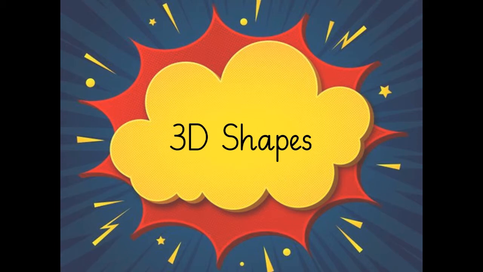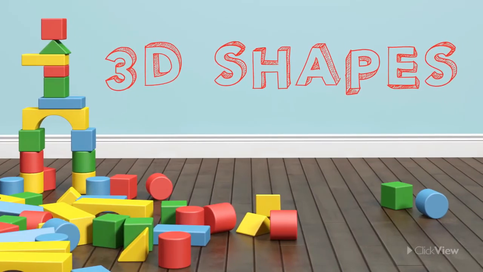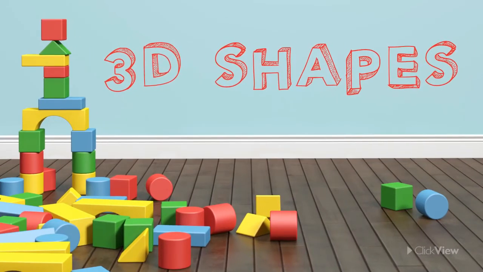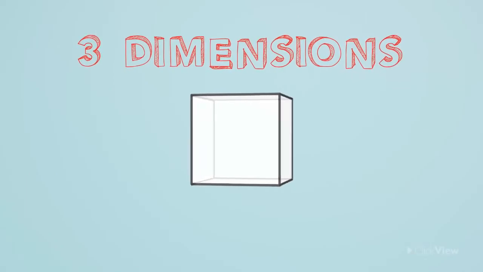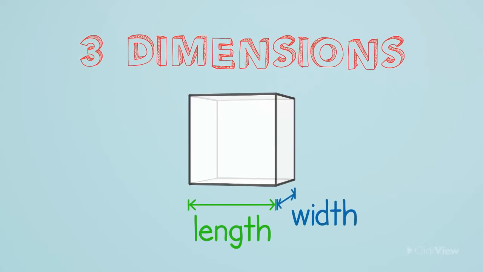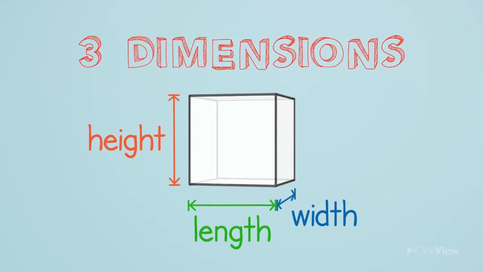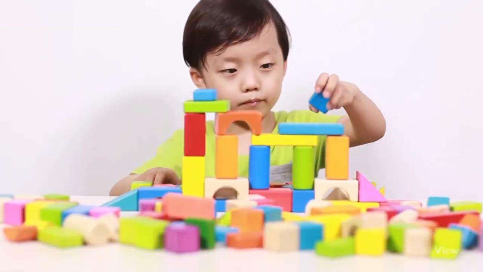Now let's discuss 3D shapes. Three-dimensional or 3D shapes are shapes that take up space. They have 3 dimensions: length, width, and height. The world is made up of 3D shapes.